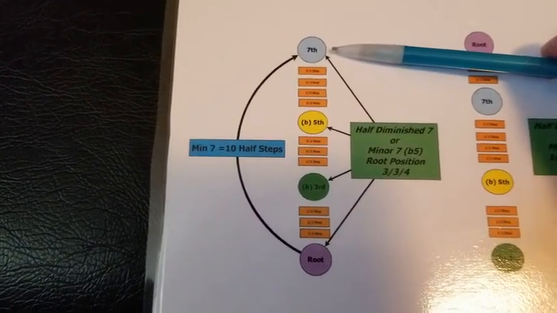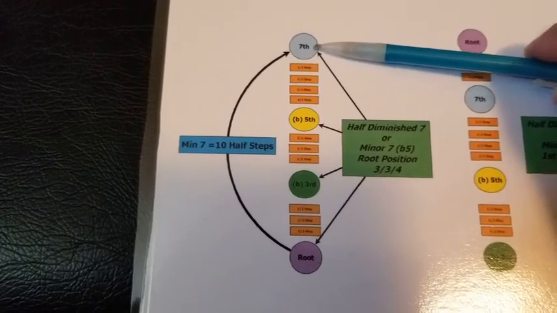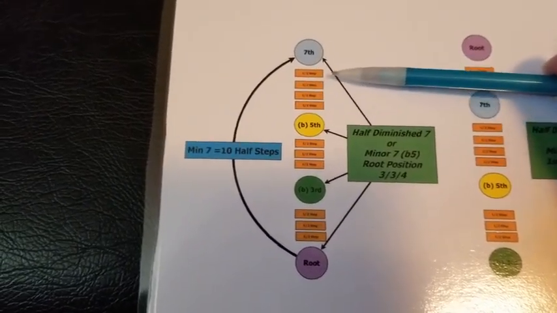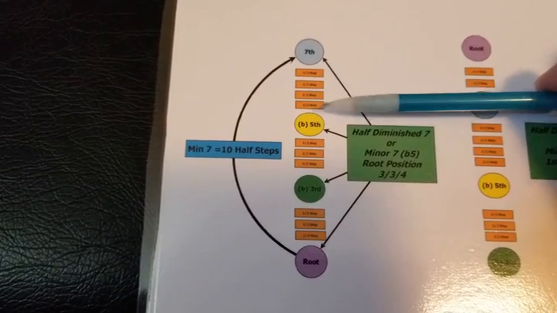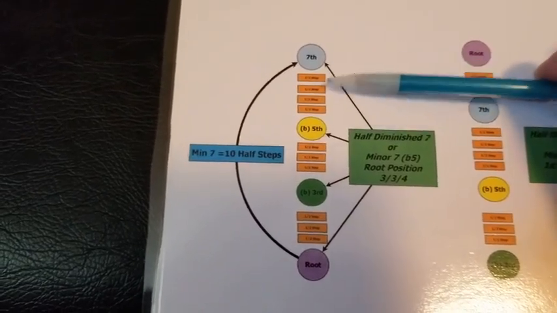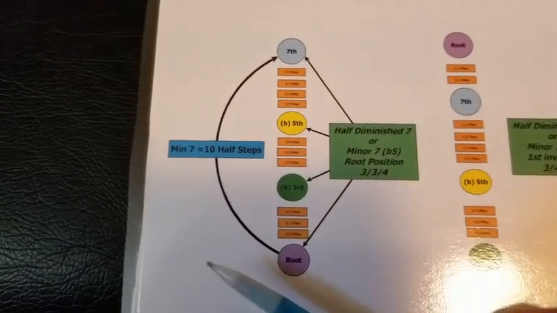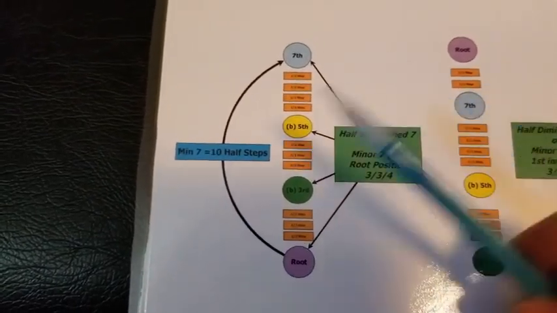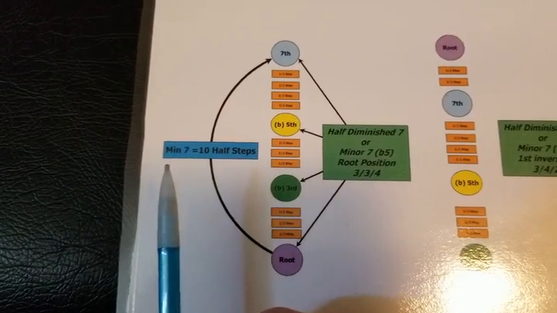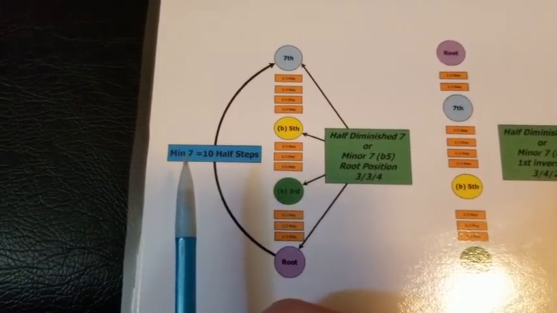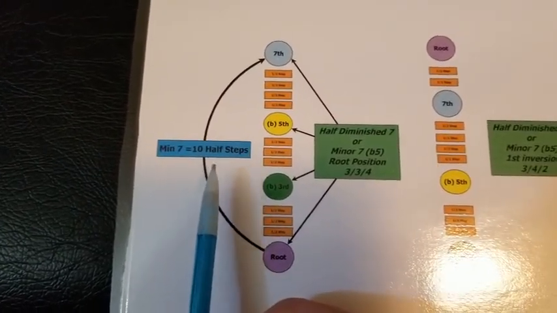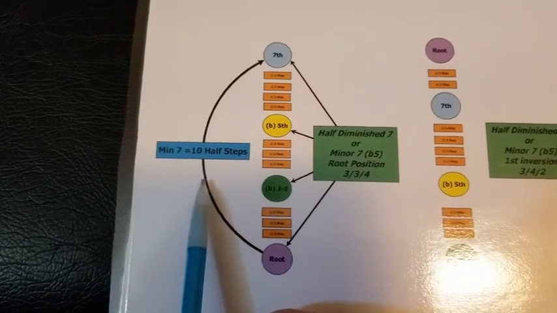This is different than a fully diminished chord, which also has a flat seventh, which would be only 3 here. But since we have 4, we have a major third sound. Now, again, from the root to the seventh, in root position, you're going to have 10 half steps, or a minor seventh chord.